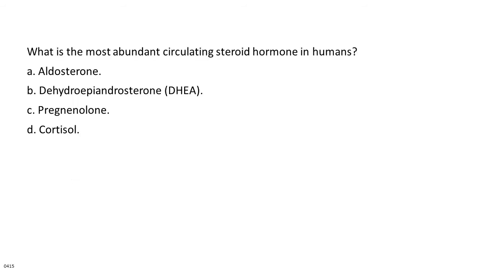What is the most abundant circulating steroid hormone in humans? A. Aldosterone. B. Dehydroepiandrosterone, DHEA. C. Pregnenolone. D. Cortisol.